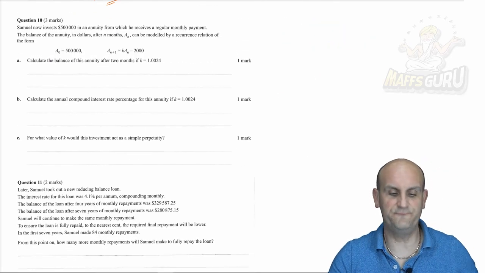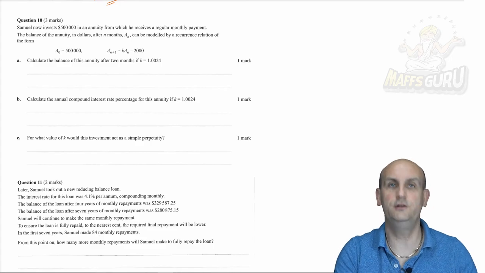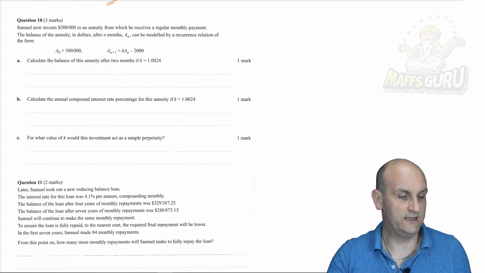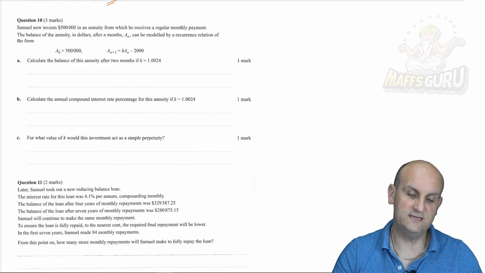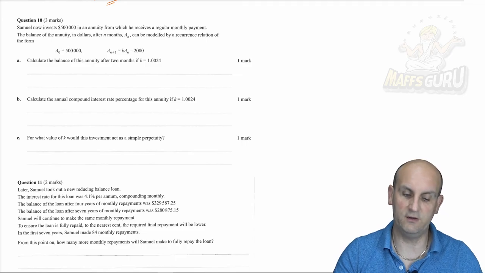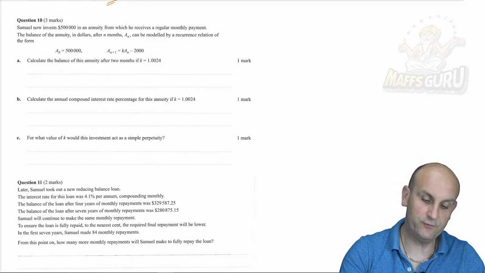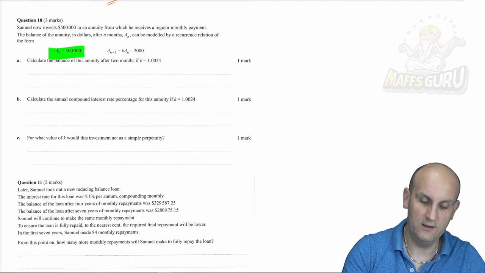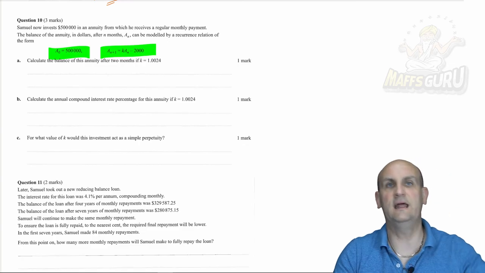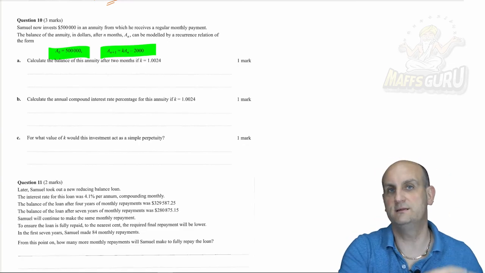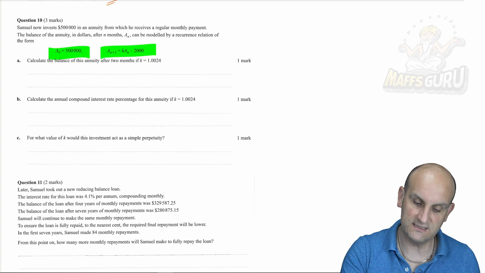Okay. Question number 10. Sam now invests $500,000 in an annuity, from which he receives a regular monthly payment. The balance of the annuity in dollars after n months can be modeled by that recurrence relationship. Okay, so again, if we remember what an annuity is, that's my opening balance. Obviously, I'm going to have some form of interest on it, and then I'm going to take away $2,000, is it per month?